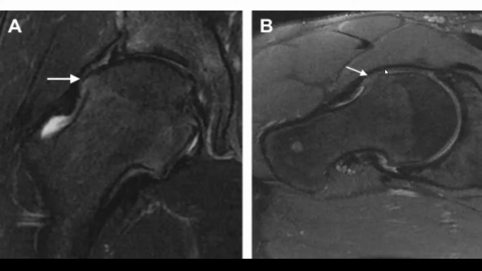Let's get our orientation for B. This is an axial section, so top to bottom. And there's your osseous bump there, a morphological abnormality. And you can imagine when that patient flexes his hip, this will impinge on the acetabular margin.